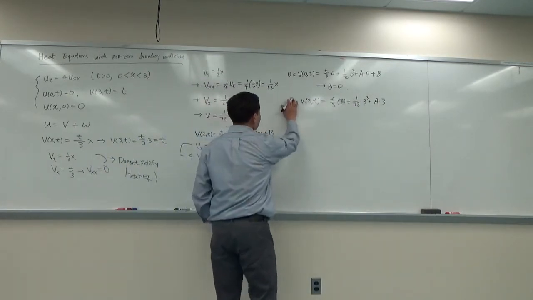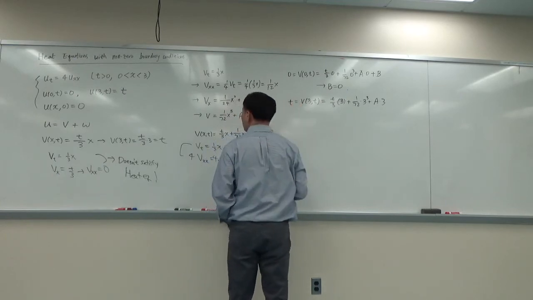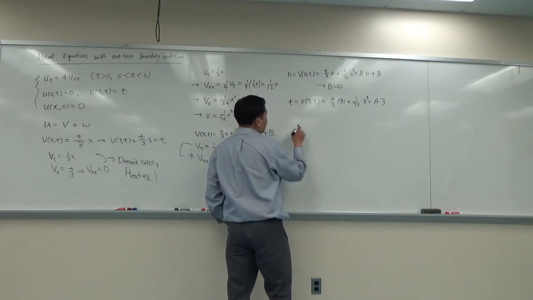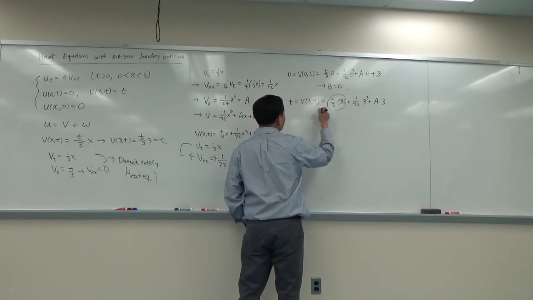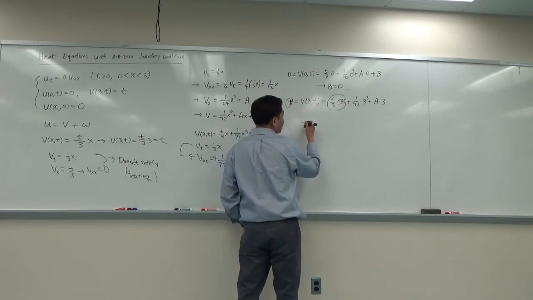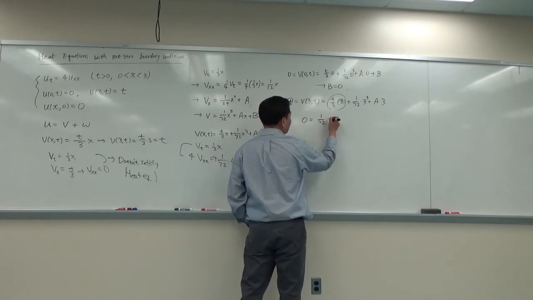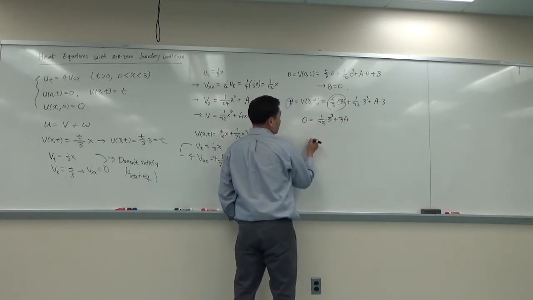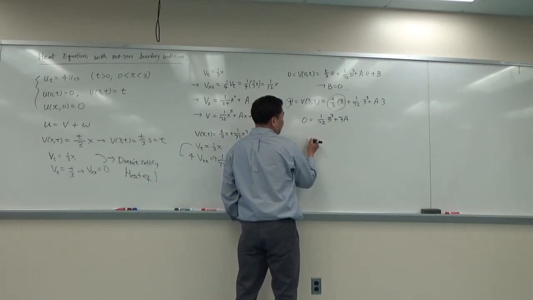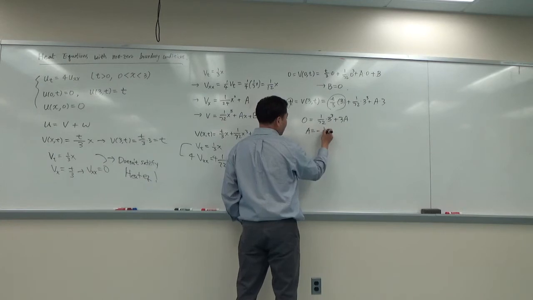Oh, sorry, this should be t. So I need this to work, and if you set it equal, I see that these two are the same, so I can cancel them, and this is what I get. I see that 0 must be 1 over 72 times 3 cubed plus 3a. So if I divide by 3, a must be negative 1/8.